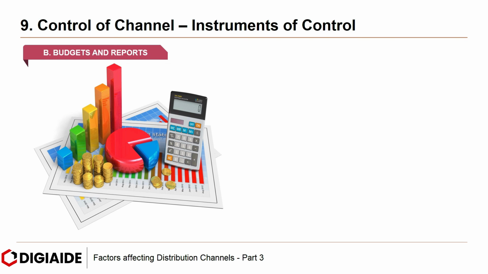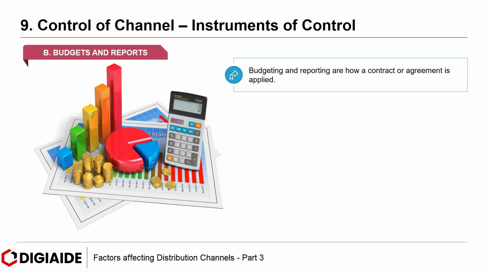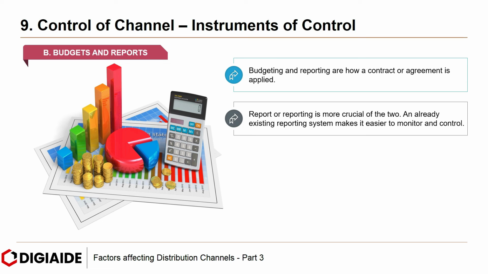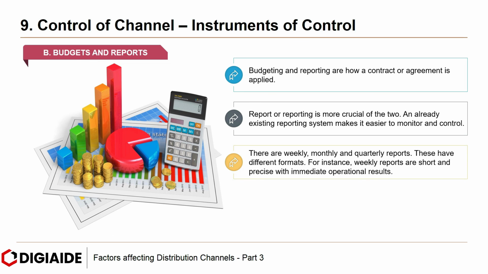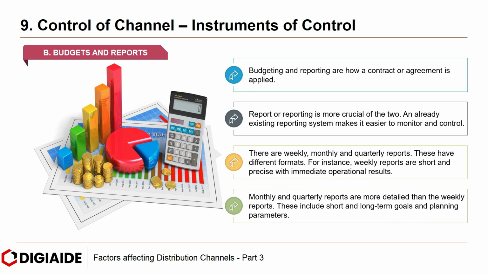Next comes budgets and reports. Budgeting and reporting are how a contractor agreement is applied. Reporting is more crucial of the two. An already existing reporting system makes it easier to monitor and control. There are weekly, monthly, and quarterly reports. These have different formats. For instance, weekly reports are short and precise with immediate operational results. Monthly and quarterly reports are more detailed than the weekly reports. These include short and long-term goals and planning parameters.